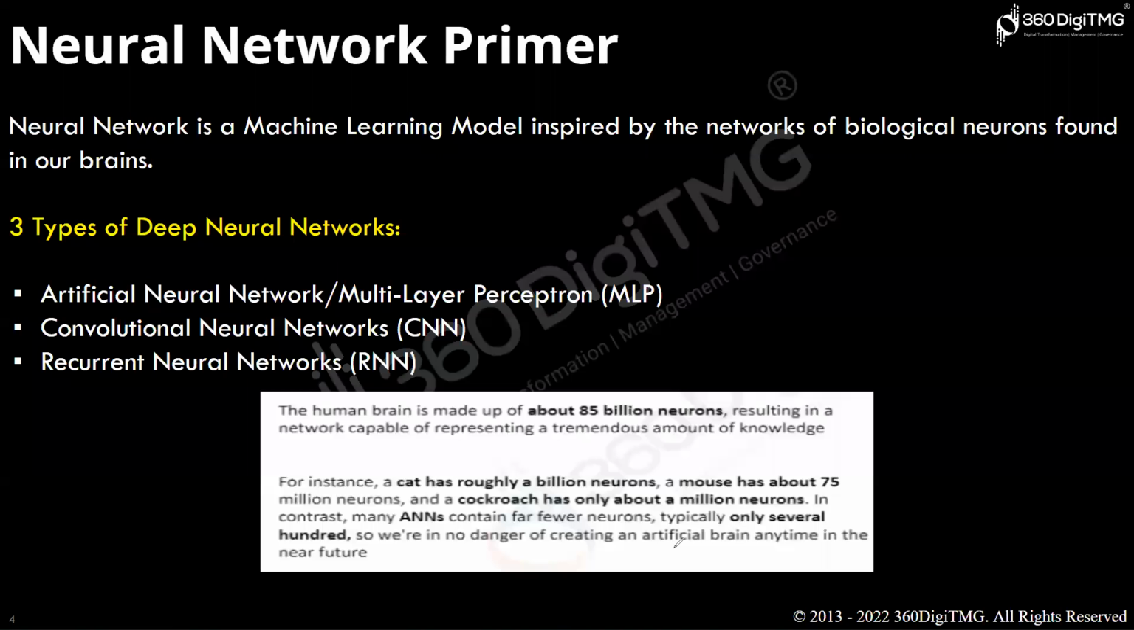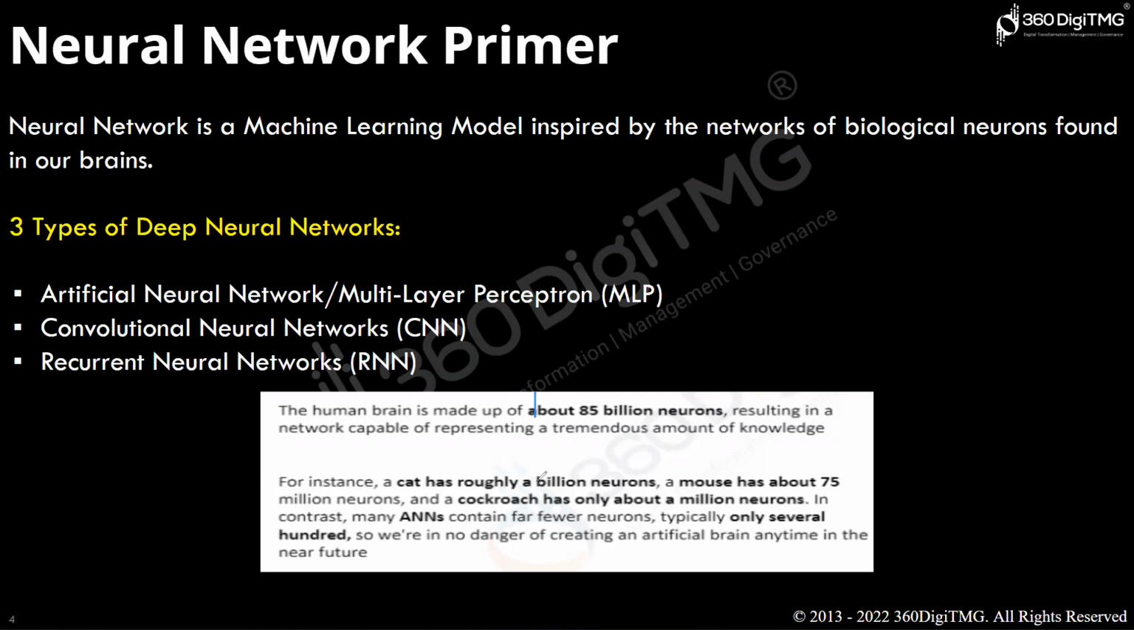Here you can see the human brain is made up of 85 billion neurons. Don't get shocked here. A cat has roughly a billion neurons, a mouse has about 75 million neurons, and a cockroach has only about a million neurons. These are the types of neural networks we have.